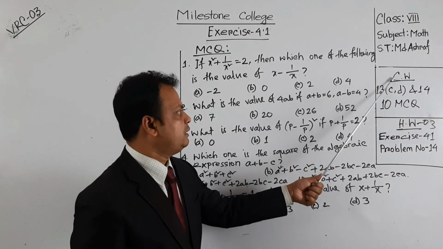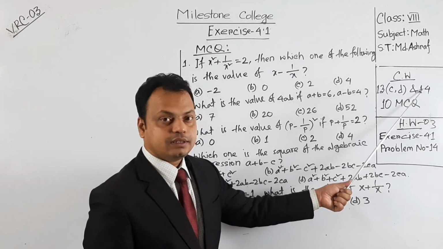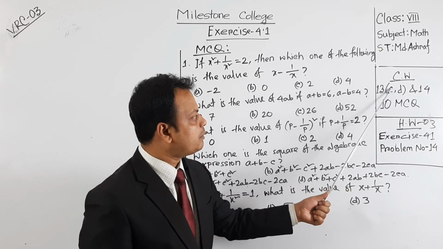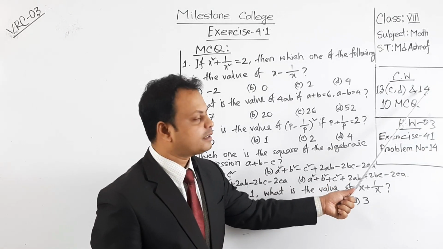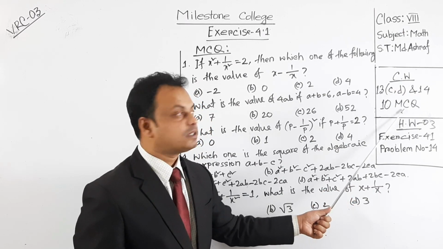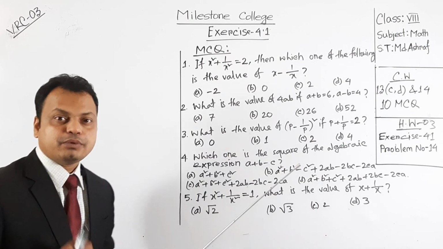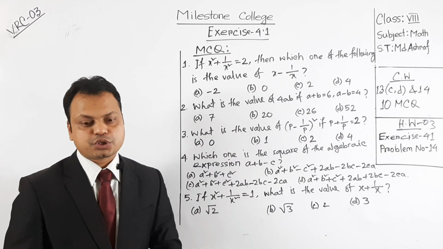Okay, now dear students, see the classwork. I have written here classwork 13C and D and 14. This is the credit portion. So you have completed 13C, D and 14 also. Now we will solve 10 MCQ questions. So here are given 5 MCQs. After solving these 5, we will solve another 5 MCQ questions also.